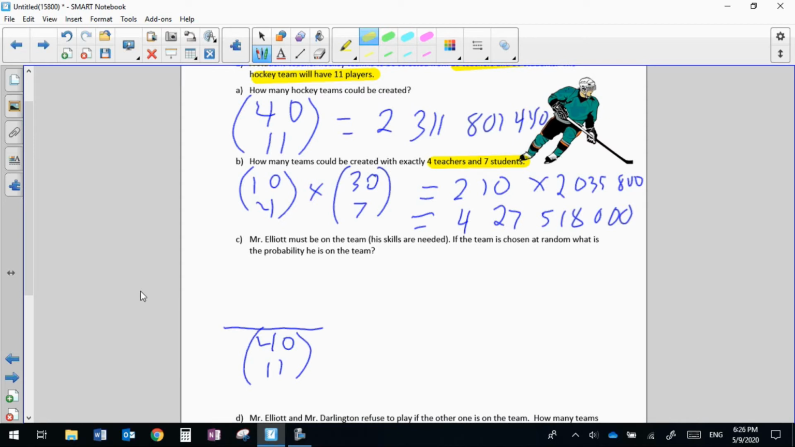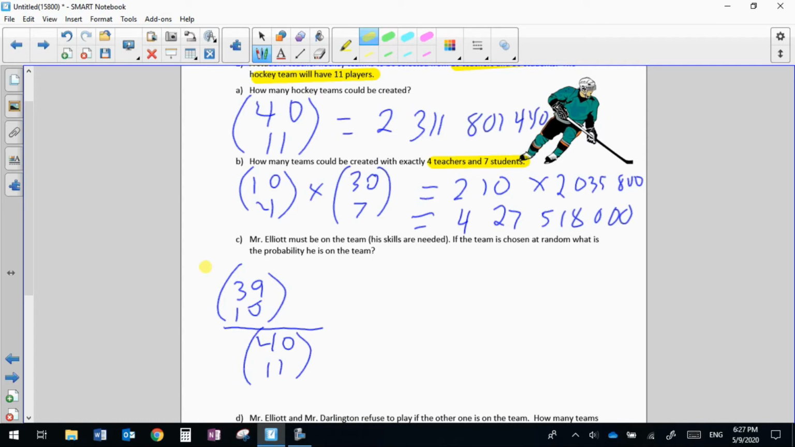Now, how many of those teams have Mr. Elliott on the team? Well, you can look at it this way. If Mr. Elliott has to be on the team, then there are only 39 people for the other 10 positions. 39 choose 10 is the number of teams that Mr. Elliott is on. Now, it works out that way because you're basically saying, how many possible teams am I creating out of 39 people where teams are size 10? That's all the possible ones.